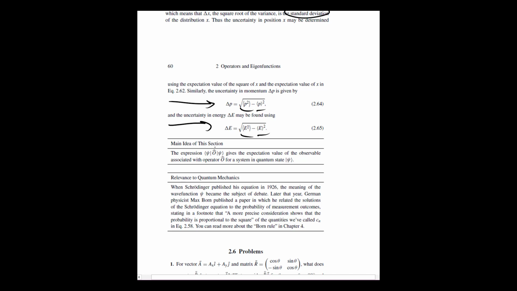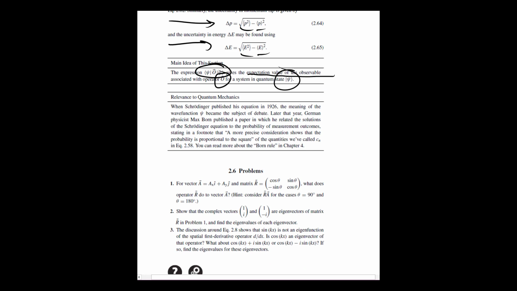All right, the main idea of this section is that this expression gives the expectation value of the observable if it's associated with quantum operator O hat and it's in quantum state ket psi. Probably already clear how that's relevant to quantum mechanics, but this little historical note says that Schrödinger didn't know what psi represented when he derived his equation, but later in that same year, Max Born published a paper in which he said these wave functions psi are related to the probability, and in a footnote, he was even more explicit. He said the probability is proportional to the square of the quantity that we've called c sub n. This is all contained in the Born rule, which you can read about in Chapter 4.